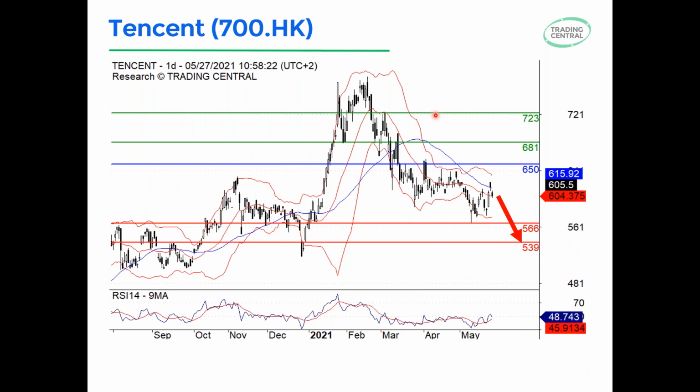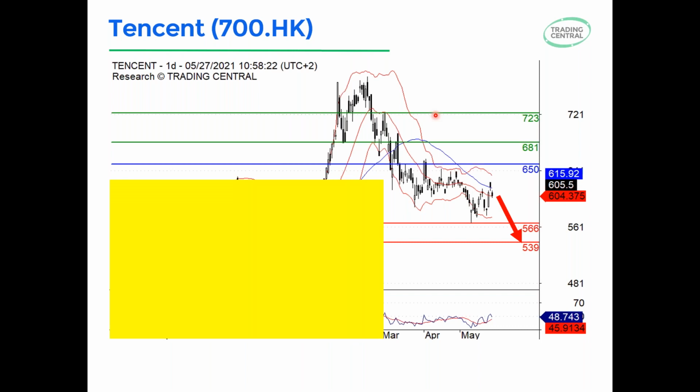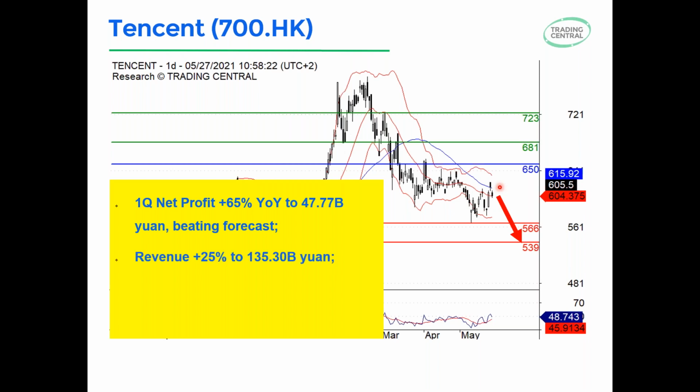How about another big stock, big tech name, Tencent, 700. I have lowered the key resistance already, and despite this recent rebound, the configuration is still weak. The technical configuration is still very weak. Okay. I have to remind you that Tencent's first quarter earnings beat forecast, better than expectation.